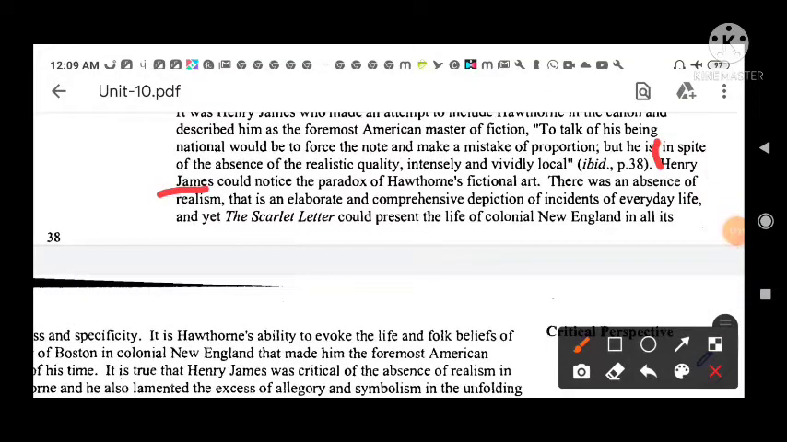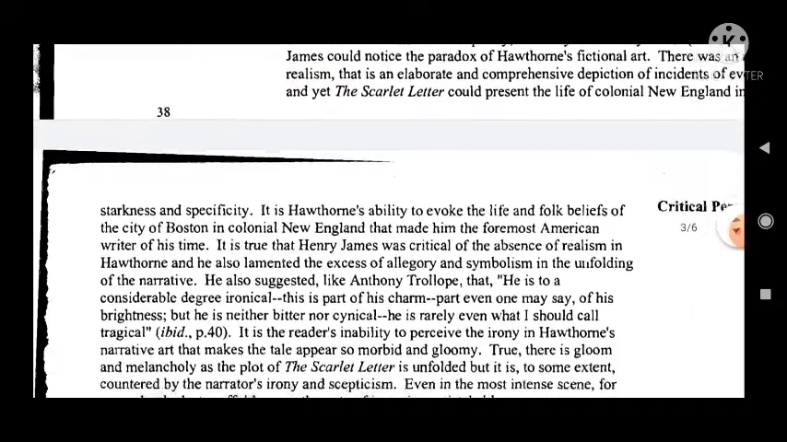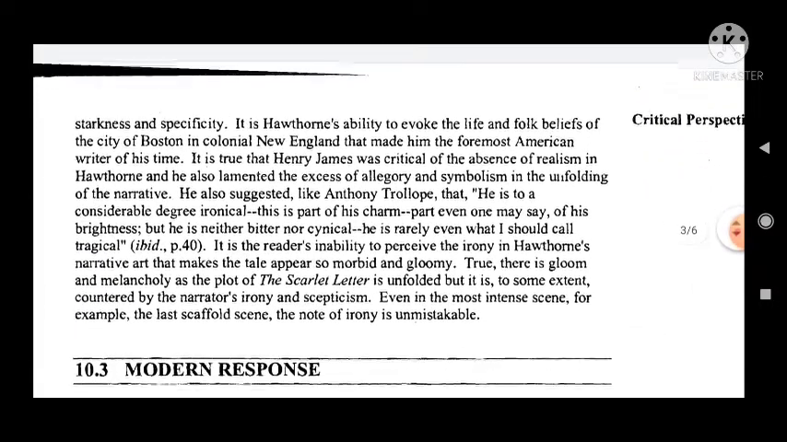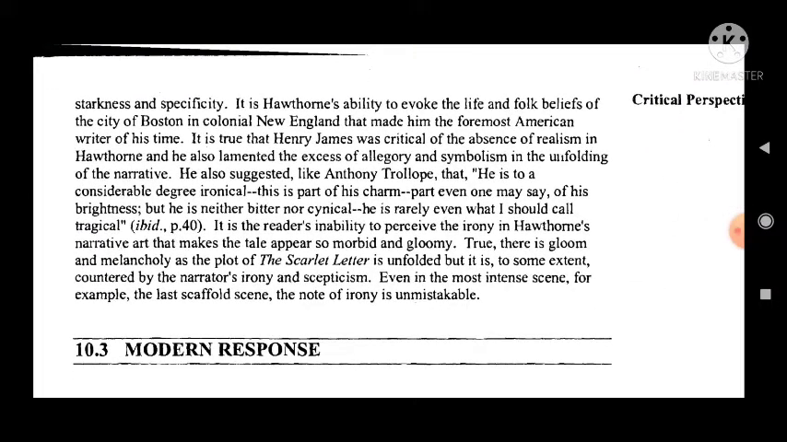Okay, we could notice the paradox of Hawthorne's fictional art. There is an absence of realism, that is, an elaborate comprehensive depiction of incidents of everyday life, and yet the Scarlet Letter could present the life of colonial New England in all its starkness and specificity. It is Hawthorne's ability to evoke the life and folk beliefs of the city of Boston in colonial New England that made him the foremost American writer of his time.